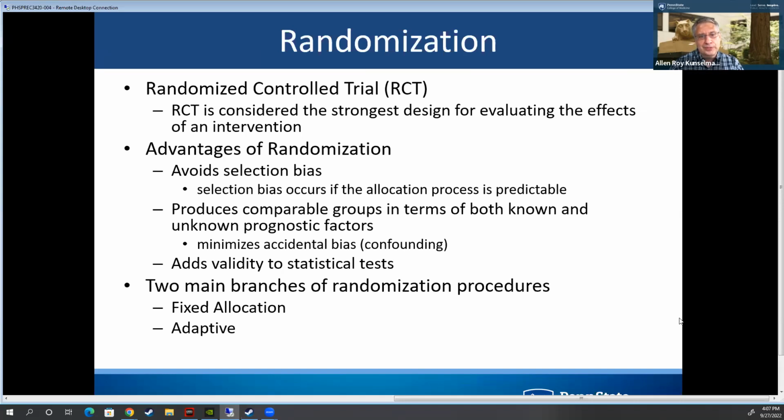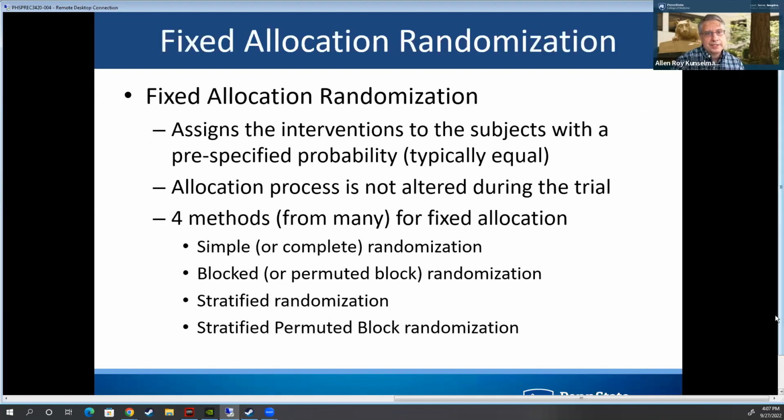It also produces comparable groups in terms of both known and unknown prognostic factors. So it helps you minimize accidental bias, which is confounding variables. And randomization also adds validity to your statistical tests. There are two main branches of randomization procedures: fixed allocation and adaptive. Fixed allocation is when you assign the interventions to the subjects with a pre-specified probability, typically equal, and the allocation process is not altered during the trial. There are four typical methods, but there are more than these for fixed allocation: simple randomization, blocked randomization, stratified randomization, or stratified permuted block randomization.